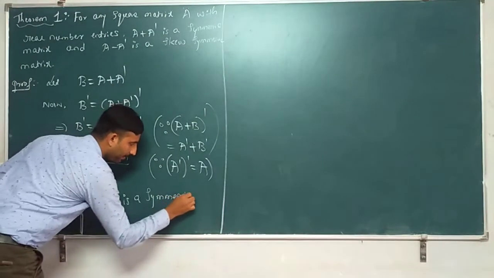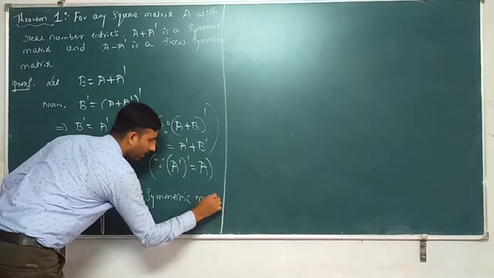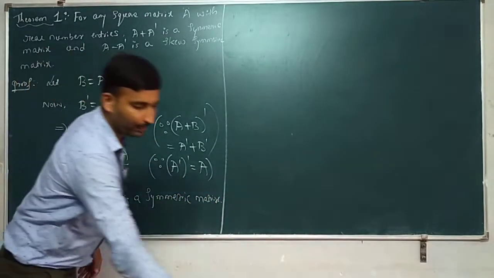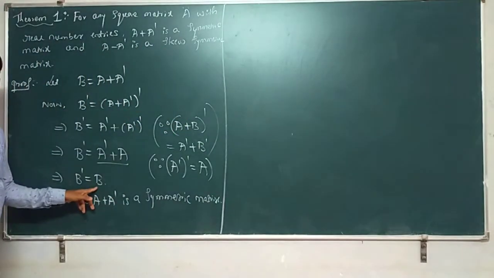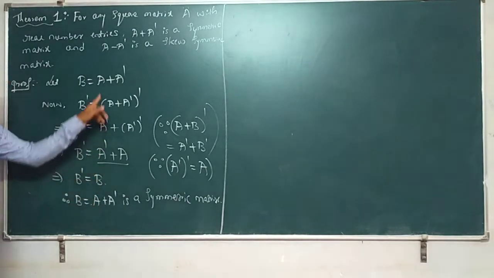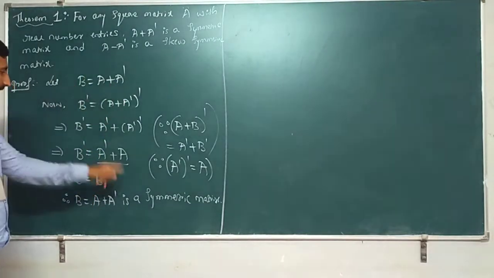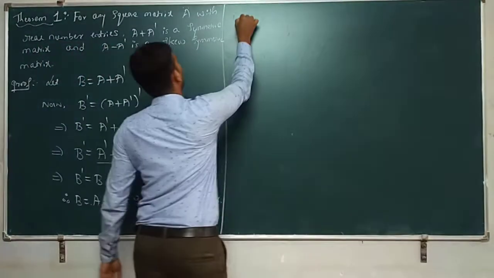Therefore, B is equal to A plus A dash is a symmetric matrix. Correct? B dash is equal to B means B is symmetric. What is B? A plus A dash. Therefore, A plus A dash is a symmetric matrix.